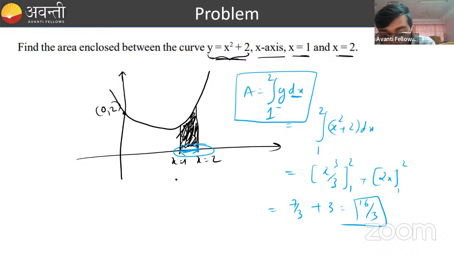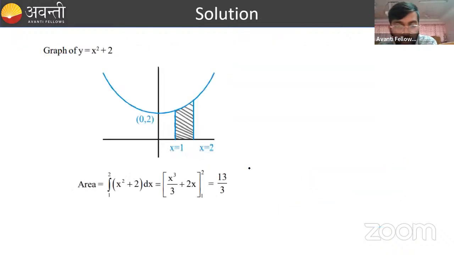8 by 3 minus 1 by 3 is 7 by 3. Here it will be 2, so it will come out to be 13 by 3. Here, 2 twos are 4, minus 2 ones are 2. So 13 by 3 is our answer. Similarly, we'll go on to the next question.